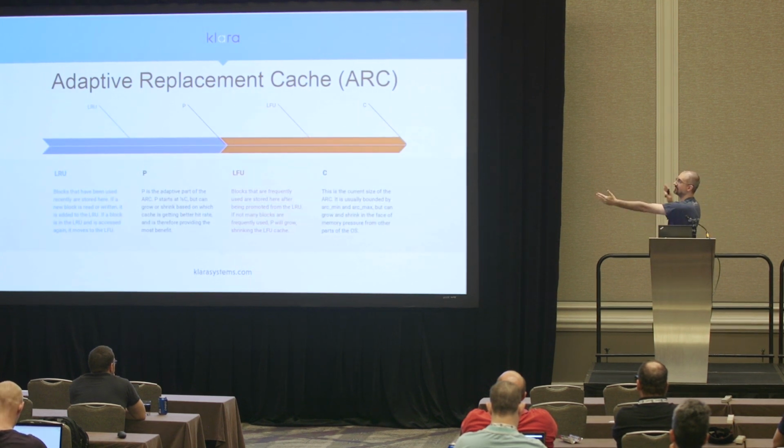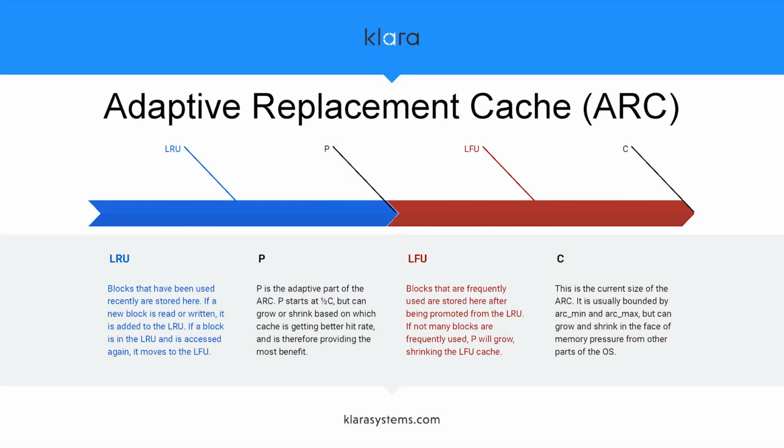So your ARC starts out looking like this. You have the LRU, the least recently used files, or the most recently used files, kept ordered by how frequently or how recently they were accessed. And then we divide that by this value P. And then we have the LFU, which is the frequently used files. And C is the total size.